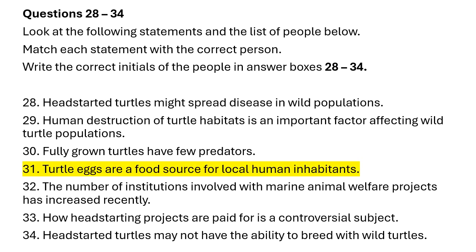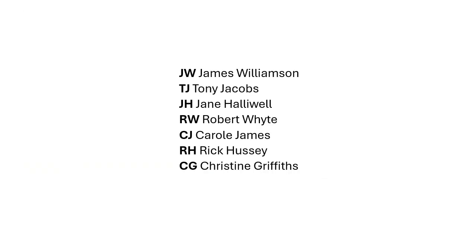So, of course, back to number 31. Along the way, we found that the statement, turtle eggs are a food source for local human inhabitants, is a feature of Williamson's statement. It is a part of what he said. And his initials are JW. We therefore take the final step to write down JW as our correct answer for number 31 as instructed by the examiner.